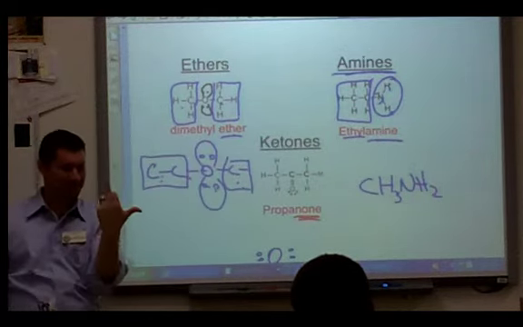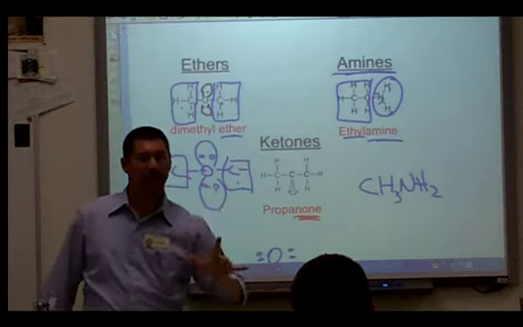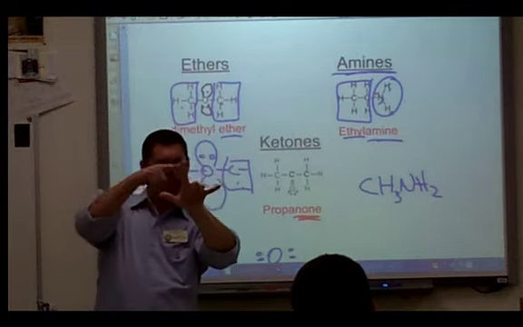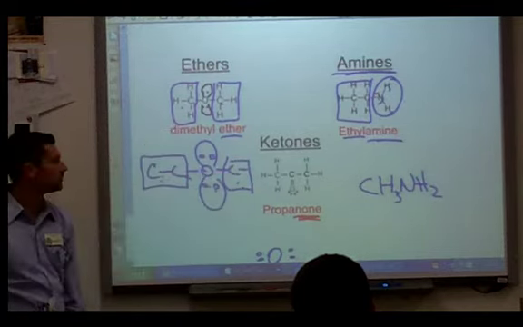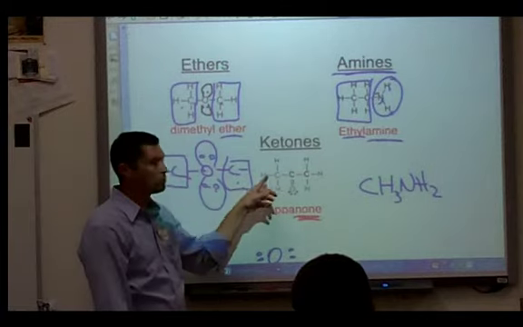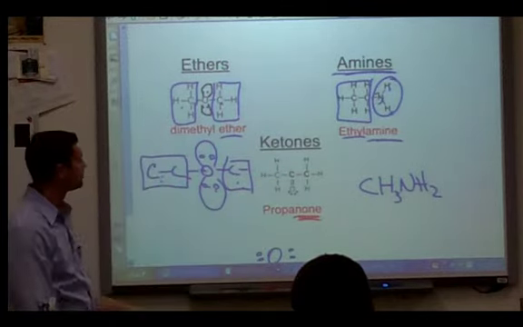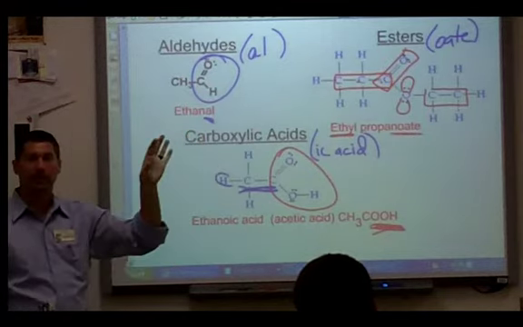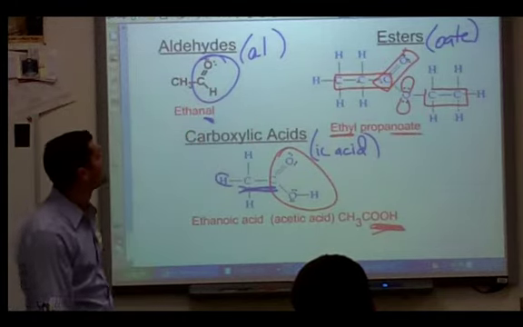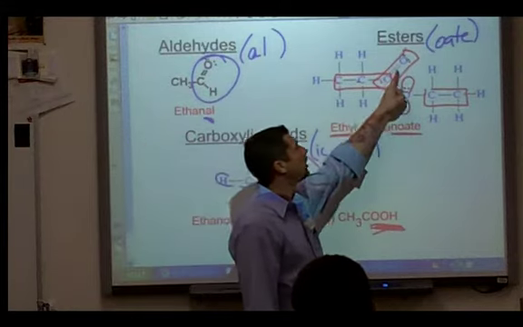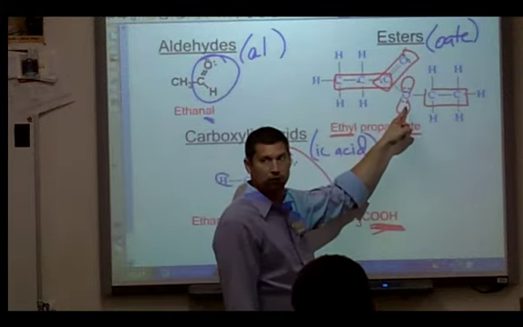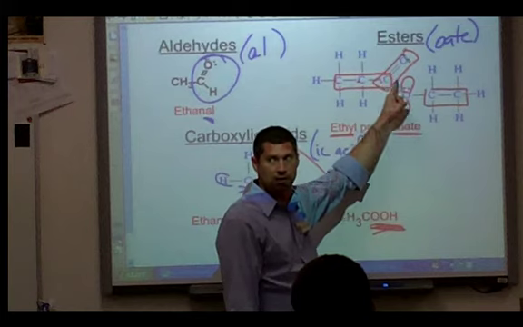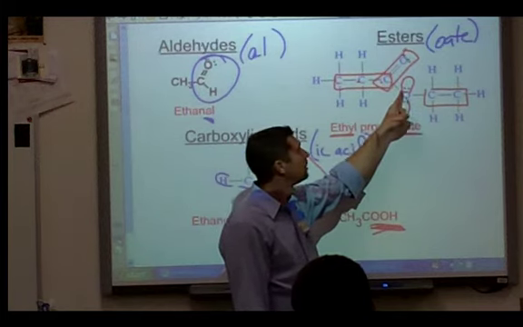Ketones. Here we go. Ketones. You look for that double bonded oxygen right there. Okay? Look for the key. Propanone, butanone, pentanone. Okay? Aldehydes will have that double bonded oxygen at the very end. Esters are going to have a ketone and an ether. Ketone and ether together is an ester.